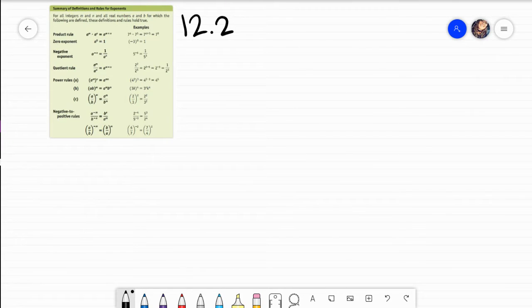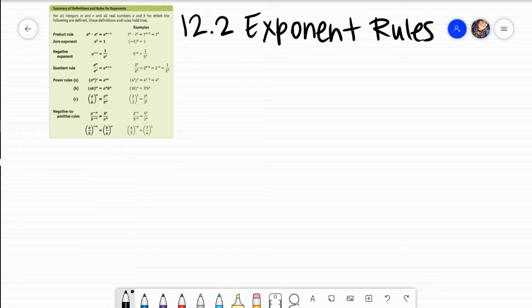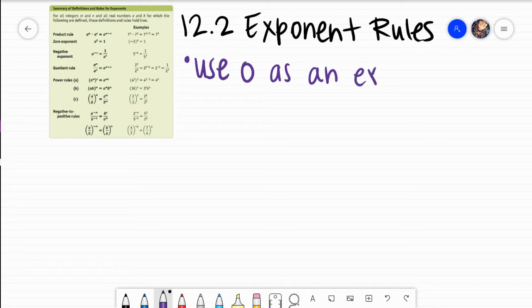12.2. What we're going to do here, technically in chapter 12, section 12.1 and the second section, 12.2, it's still exponent rules. So I'm just going to list the different individual things we're going to do. We'll call that exponent rules. The first thing that we're going to do is use 0 as an exponent.